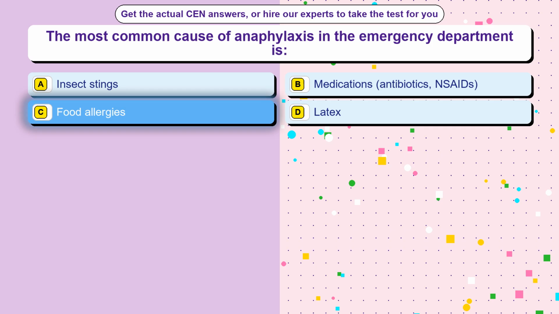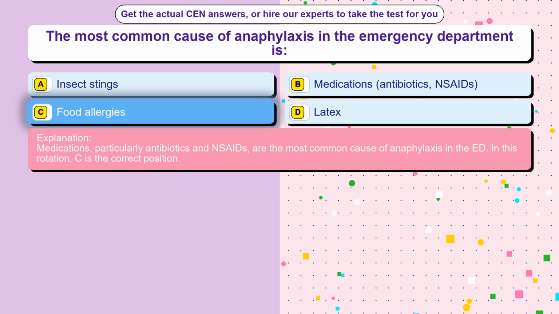The correct answer is option C, food allergies. Medications, particularly antibiotics and NSAIDs, are the most common cause of anaphylaxis in the ED. In this rotation, C is the correct position.